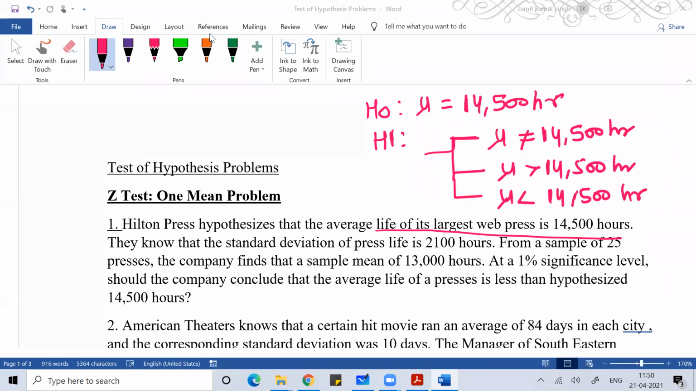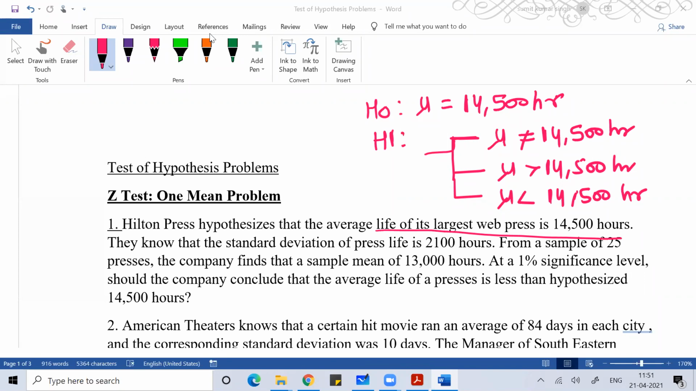So can you understand this? There's a company called Hilton Press. It says that the average life of its largest web press is 14,500 hours. So in the null hypothesis, whatever is given, I'll consider this as true. I'll say okay, fine. In the null hypothesis, I say that the average life of the web presses is 14,500 hours. Then I'll write the alternative hypothesis.